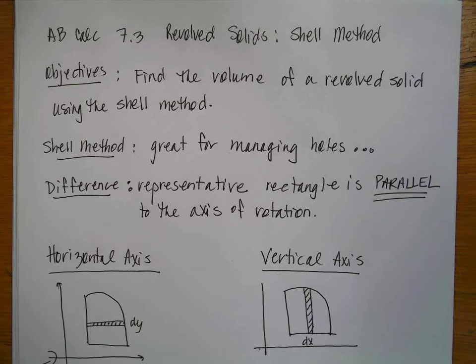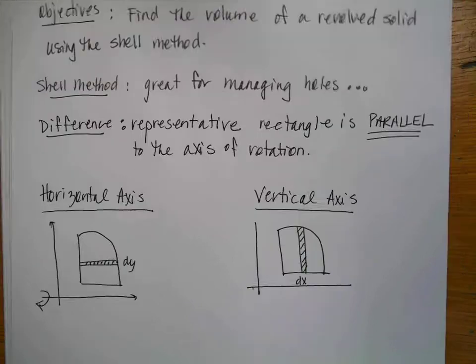Okay, we're going to do our last section in Chapter 7, our Revolved Solids. We're going to be doing the shell method today. So our objectives are that we're going to use the shell method. The shell method is cool because it's a great way of managing the holes. The difference is that the representative rectangle is parallel, not perpendicular, to the axis of rotation.